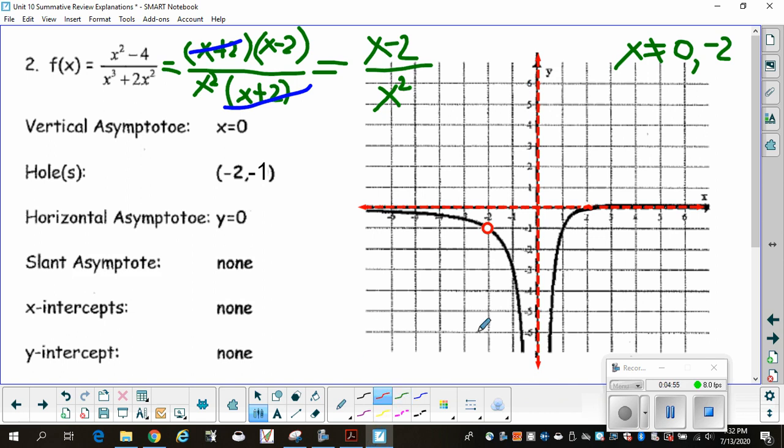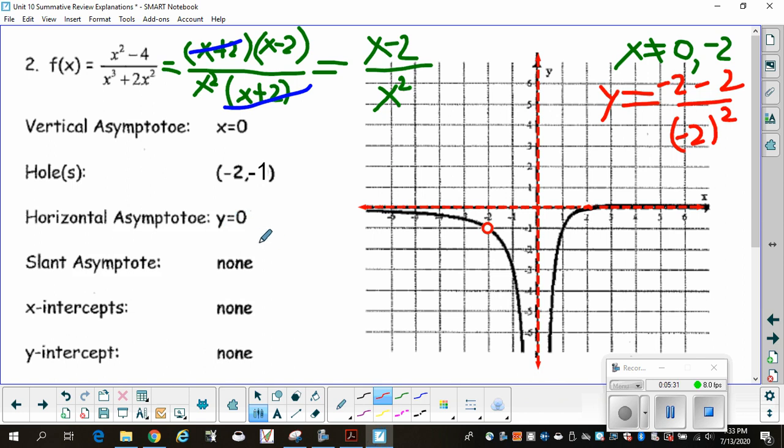Since the -2 got canceled out here, I know I've got a hole at -2 comma something. To figure out what that something is, I'm going to do y equals -2 minus 2 all over the quantity -2 squared. Essentially, I'm going to plug the -2 in for the x's, and I wind up with -4 over 4, or -1. And so I draw my hole. I now know that this curve is going to be down here. I don't know about this guy yet. Now, horizontal asymptotes. When I look at this, I don't have any x cubes.